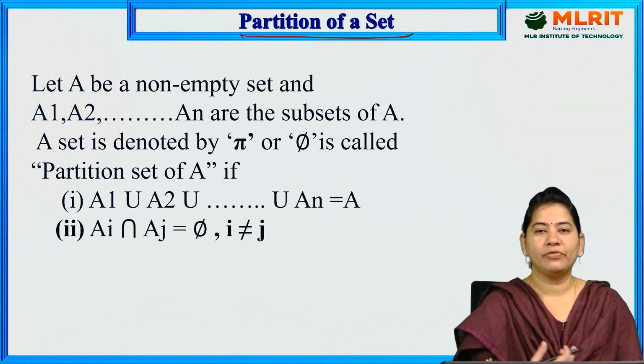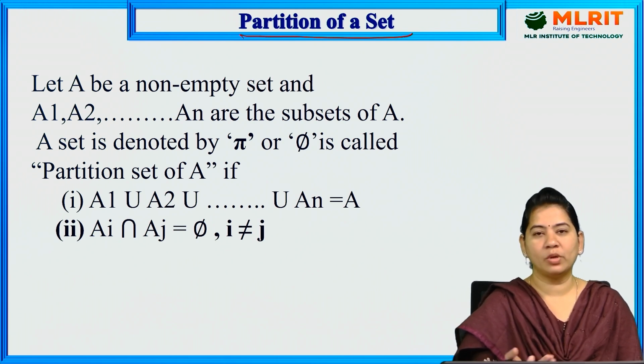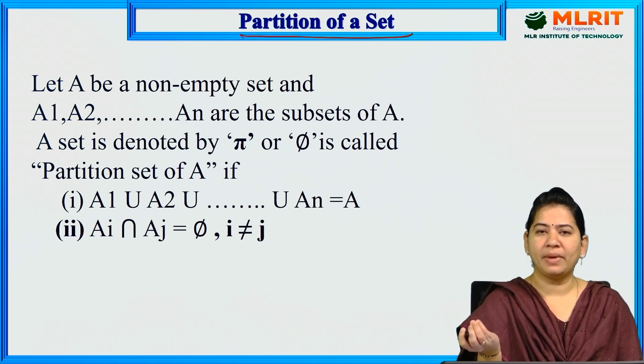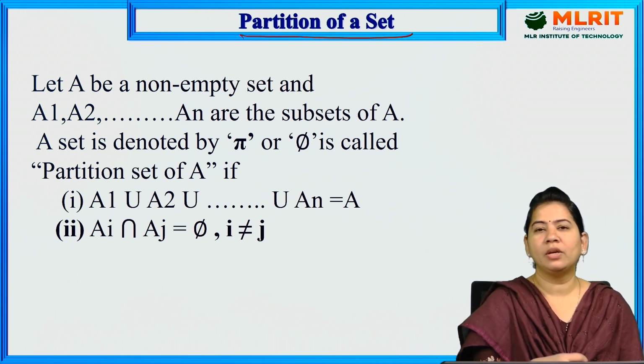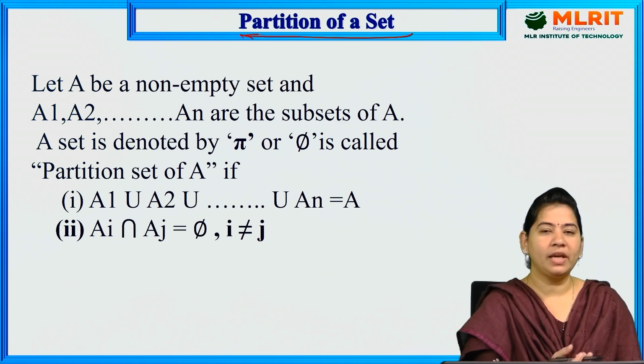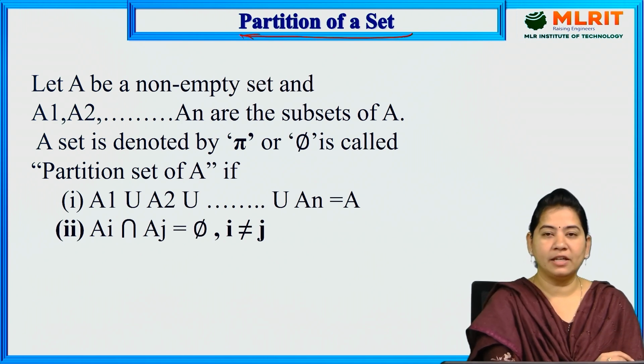For example, if you consider one room, we can divide that room into 4 parts, and if you combine them, you will get the original, total room. And if you make partitions by dividing, and then take the intersection, you will not get any common element. So that is what a partition is. In the same way, in mathematics we also have partition of a set. So let us check the definition here.